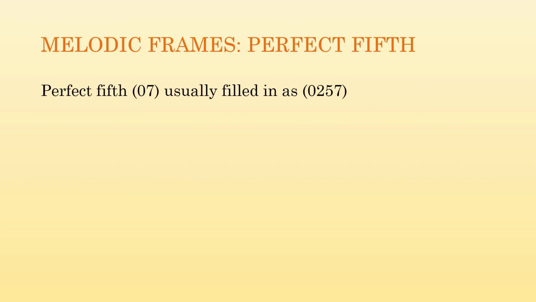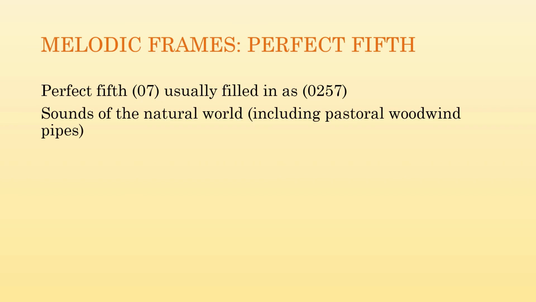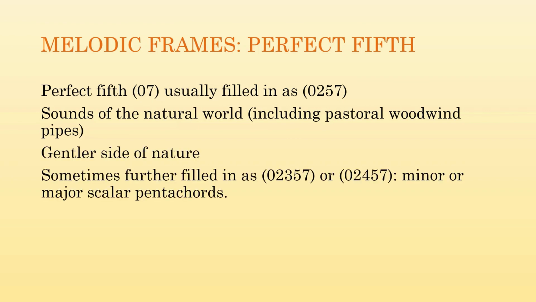The third of the three principal melody types involves melodies that fall within the frame of a perfect fifth. Usually, the perfect fifth is filled in as 0257, and these melodies are often associated with the sounds of the natural world, including the pastoral woodwind pipes and the gentler side of nature.